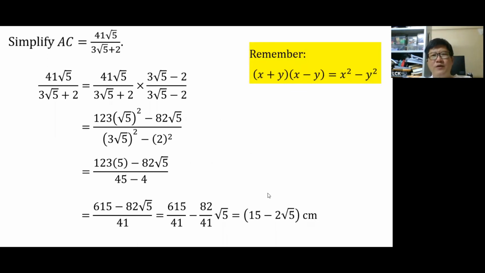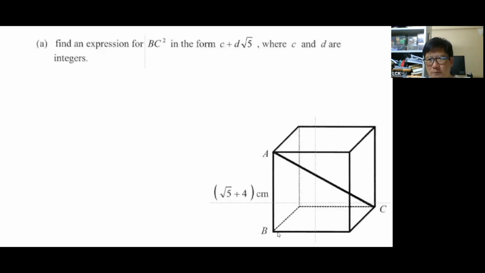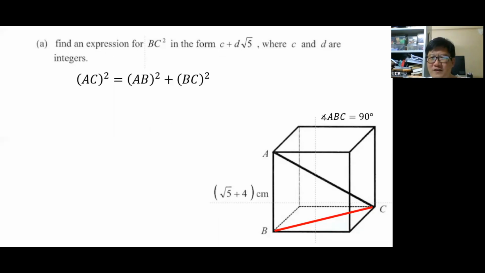Now with this, we are ready to tackle part A. What's part A? Part A is find an expression for BC squared. This is your BC. I find an expression for BC squared by noting that the angle ABC here is 90 degrees. Because it's a 90-degree angle, I can use Pythagoras Theorem: AC squared equals AB squared plus BC squared.